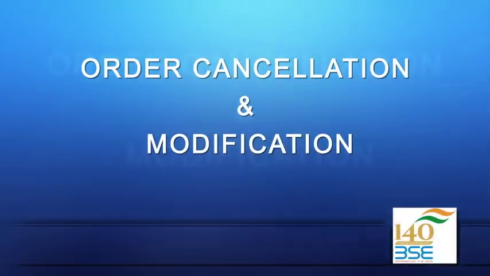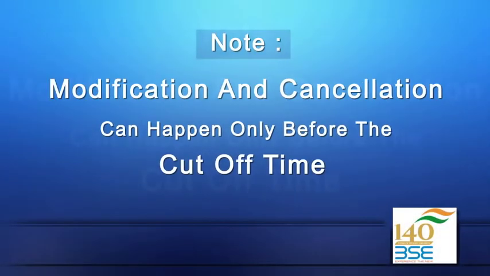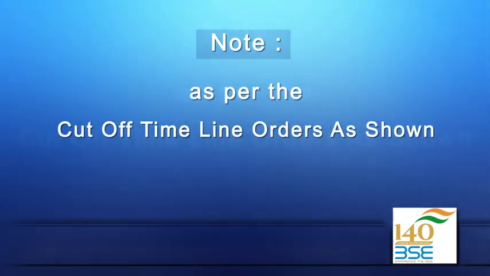Order cancellation and modification. To modify or cancel a transaction punched on the T day, we need to click on View Order, fill in the appropriate details and click on the Submit button. Now you can see all the transactions for a particular UCC. On the left hand side, you have two options. You can choose either to modify or to cancel the transaction. Note: modification and cancellation can happen only before the cutoff time as per the cutoff timeline table shown.